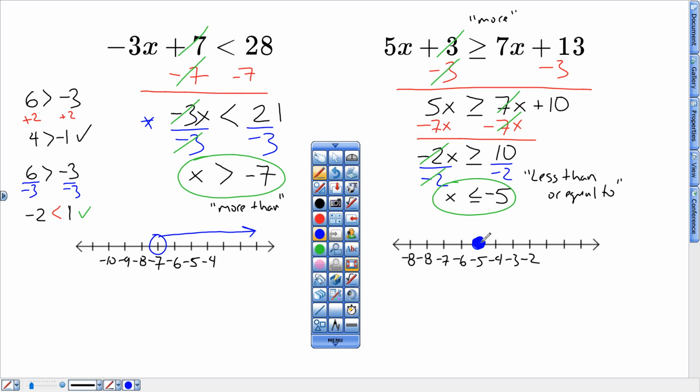And then less than is to the left, all those numbers to the left. And of course, for those of you listening to me, set notation is rounded -7, infinity rounded. Over here, set notation is -infinity to -5, square bracket.